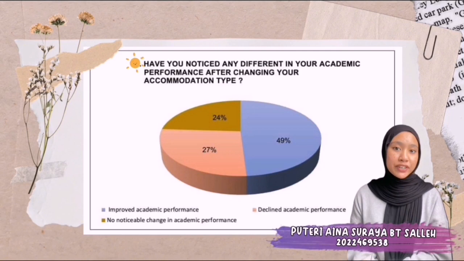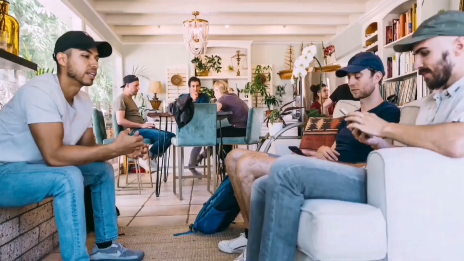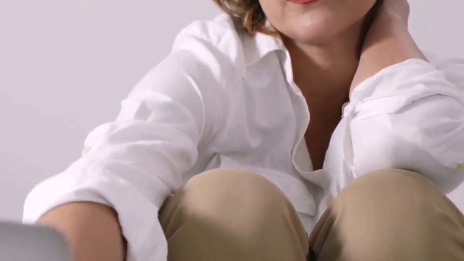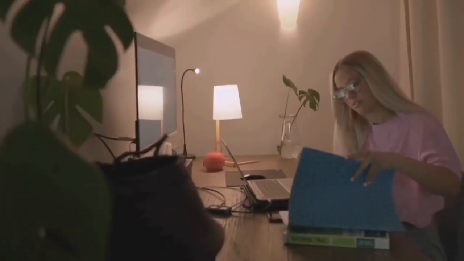Meanwhile, 27 respondents vote that changing accommodation types declines their academic performance. It is because certain types of accommodation sometimes make people more likely to get outside distractions, such as loud neighbors. This may make it difficult to focus and concentrate on study.